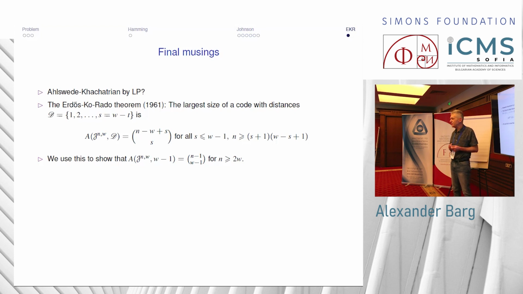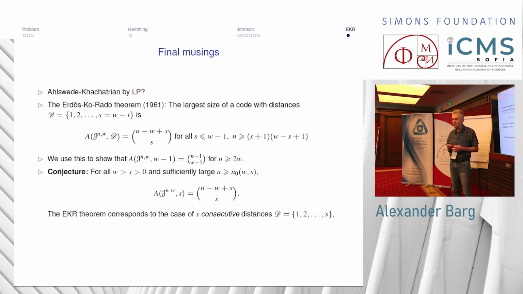So we have this little claim, which was a part of our main theorem, our table. But based on our experimentation, we make this somewhat cheeky conjecture. Not only for consecutive distances, but for any S distances, the maximum size is that. Somewhat fascinating, but it's just a conjecture. And the EKR theorem corresponds to consecutive distances. What else? Well, I guess that's it. Thank you.